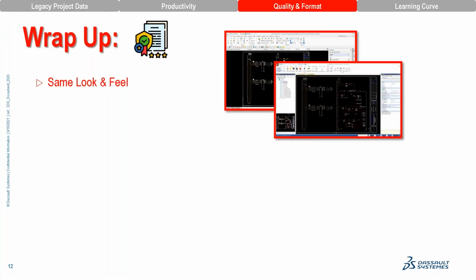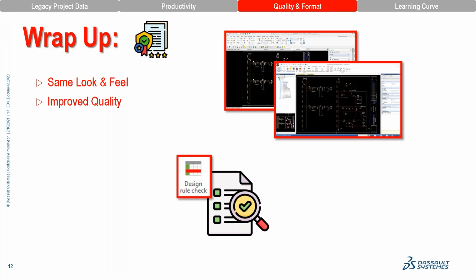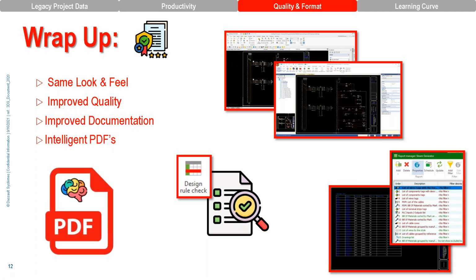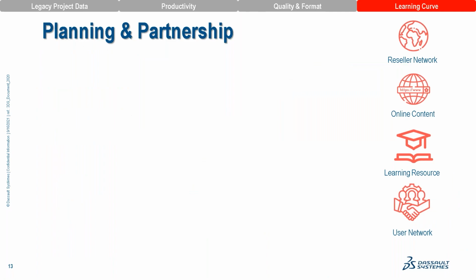So again, I'm going to beat it in. Same look and feel, guys. But you're getting improved quality. That is driven by design rule checks, improved documentation by automated system reports, and then we're also allowing you to produce intelligent hyperlink PDFs off of all that intelligent data.